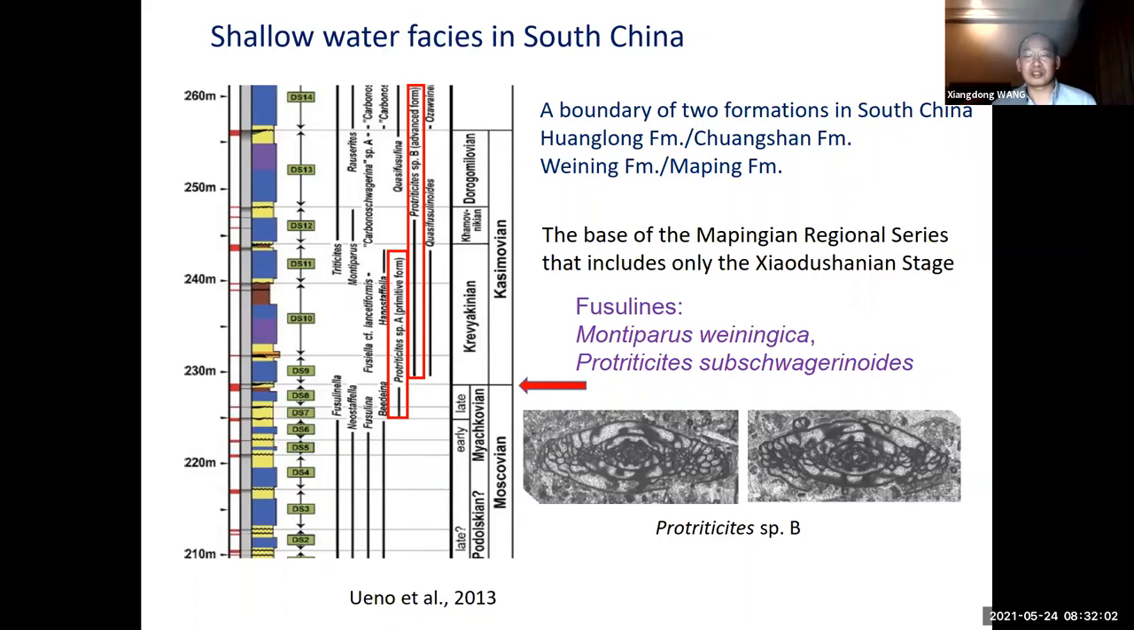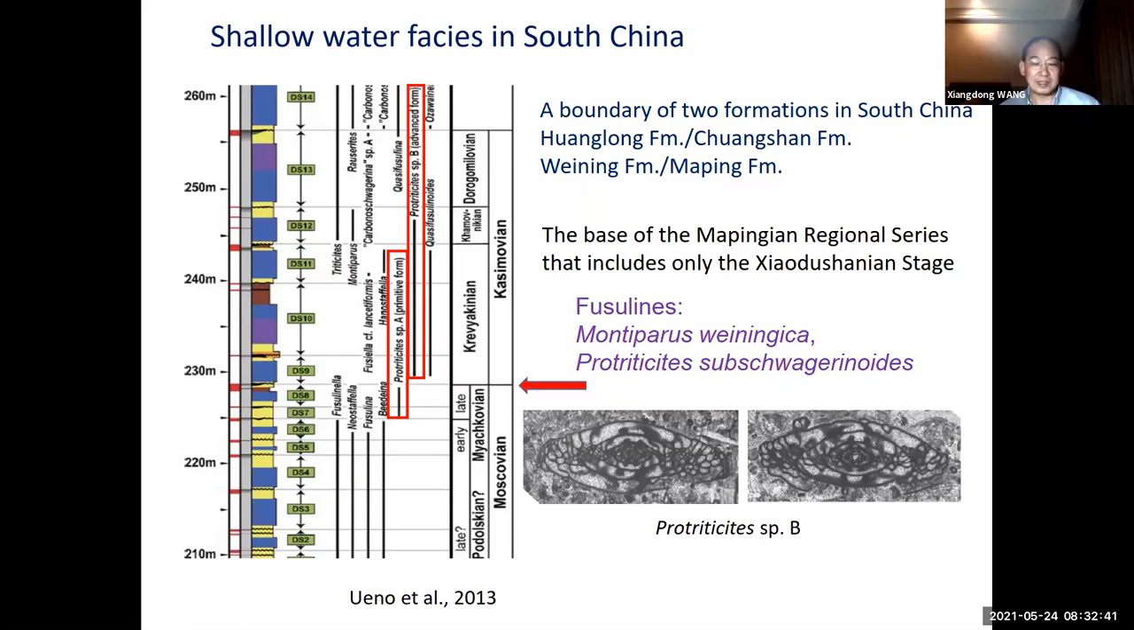And this figure is from Katsumi Ueno et al. 2013. It is a very detailed sedimentology work and some fossil work. So the advanced Protriticites appear above this surface, and the primitive Protriticites also appear in a lower level of this boundary.